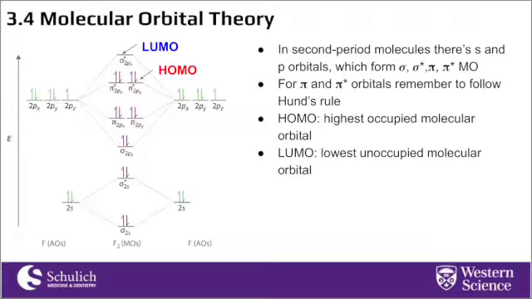In second period molecules, a little bit further down the periodic table, there are s and p orbitals. So now you can form sigma, sigma star, pi, and pi star MOs. For pi and pi star orbitals, you have to remember to follow Hund's rule. The HOMO is the highest occupied molecular orbital, and the LUMO is the lowest unoccupied molecular orbital. In this diagram, you're starting with two singular fluorine atoms. You can see the AOs on the side there, and when they're mixed, they form the MOs, which is seen up the middle there.